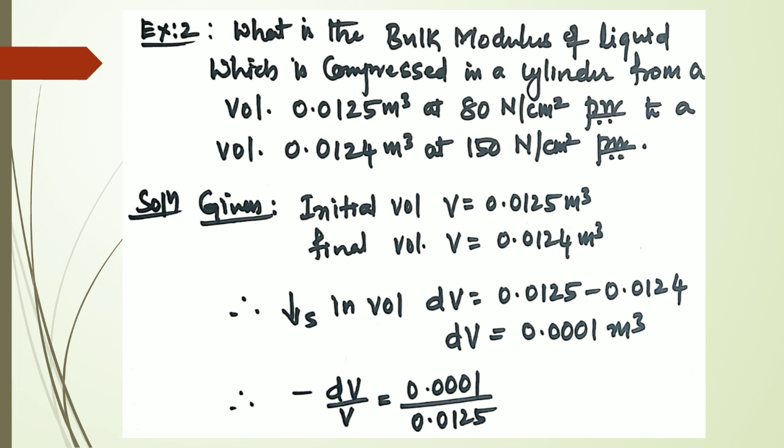Okay. So dV is equal to 0.0125 minus 0.0124. dV value will come 0.0001 meter cube. So minus dV by V, that is minus 0.0001 divided by V, the value is known to me, 0.0125.